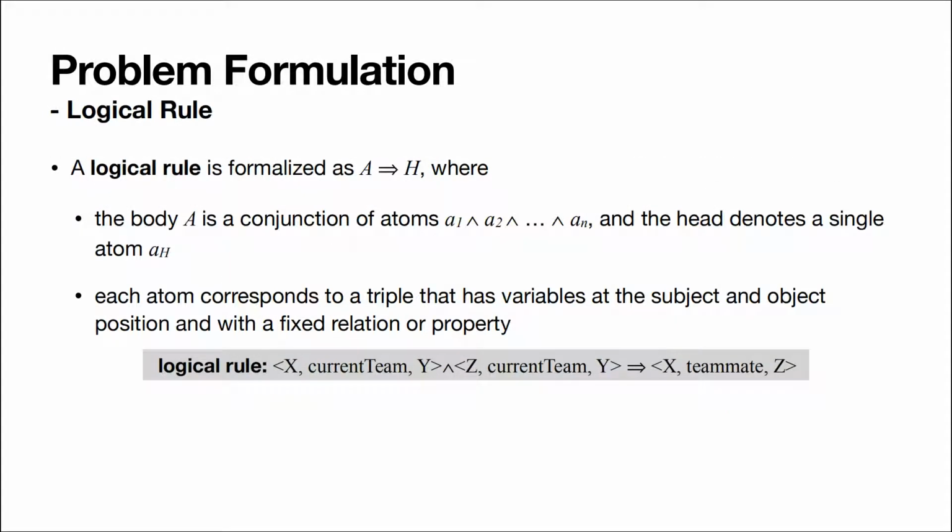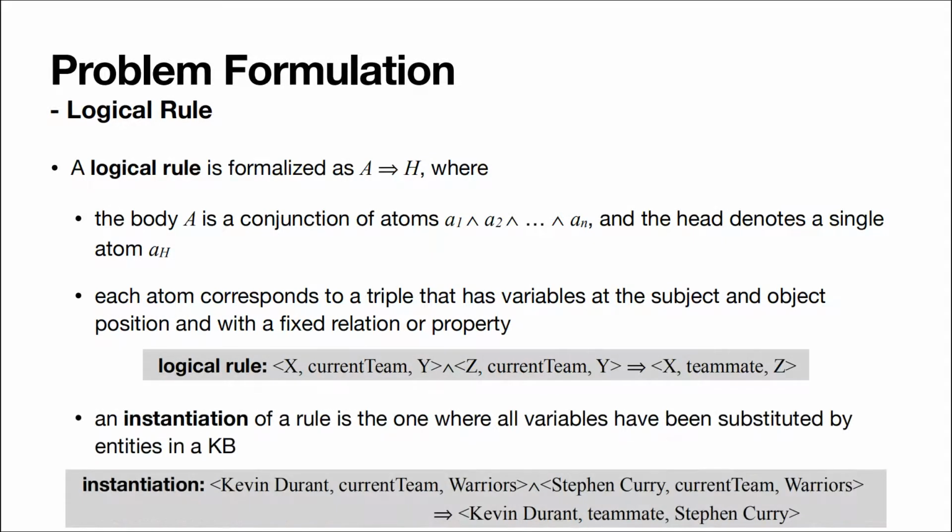Next is the logical rule, which is formalized as A inverse H, where the body A is a conjunction of atoms and the head H denotes a single atom. Each atom corresponds to a triple that has variables as the subject and object position and with a fixed relation or property. If all variables in a rule have been substituted by specific entities in the knowledge base, it is called an instantiation of the rule.